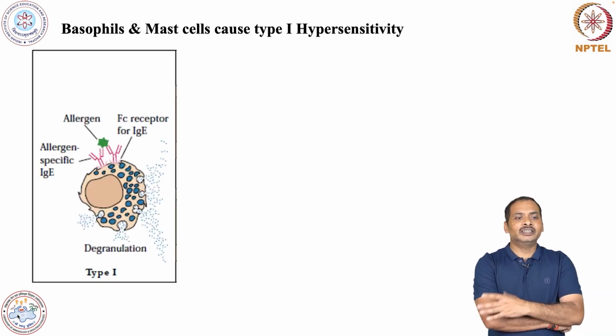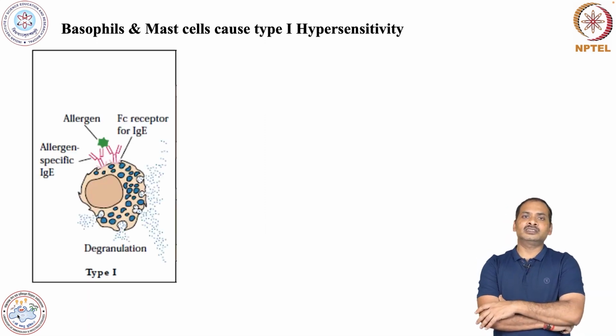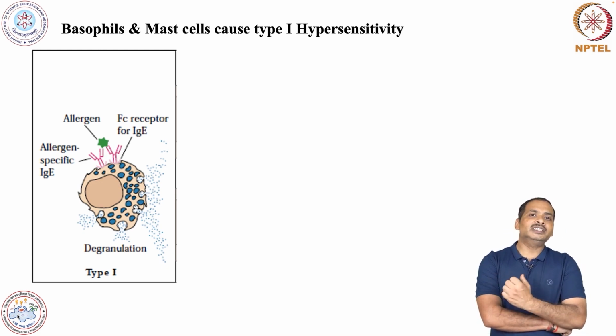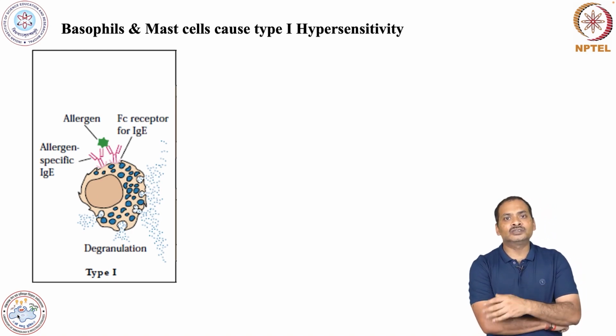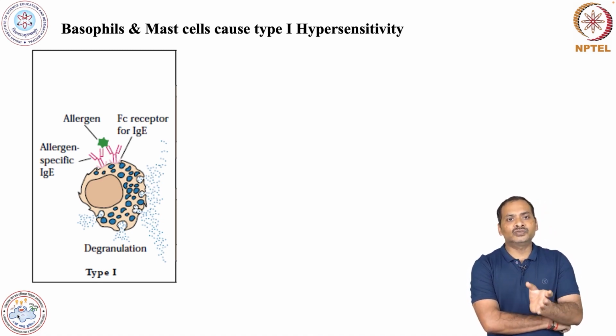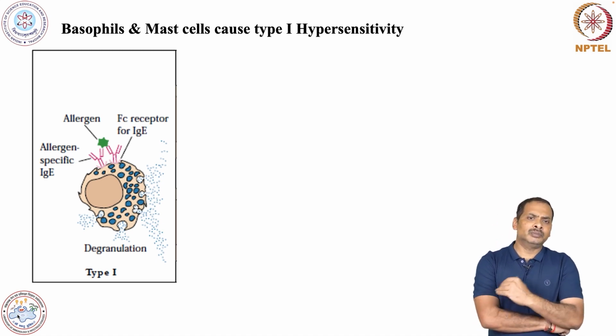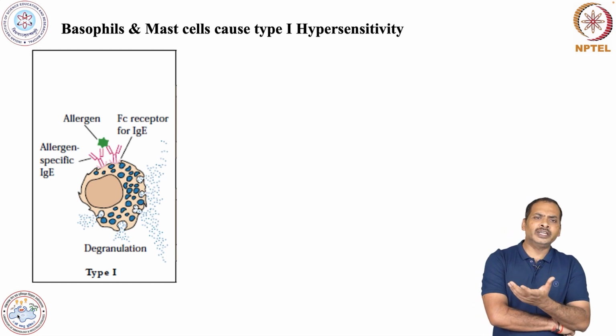Here you can see in this image that IgE is binding with the receptor of IgE, and that causes the degranulation of the mast cell or basophil, and that degranulation causes a variety of problems.